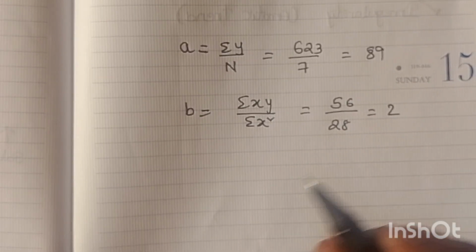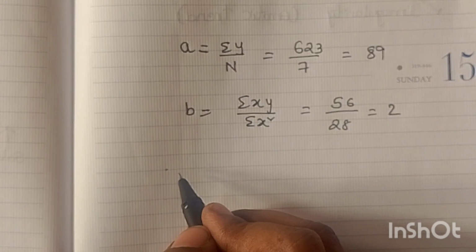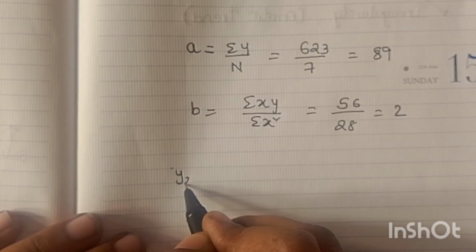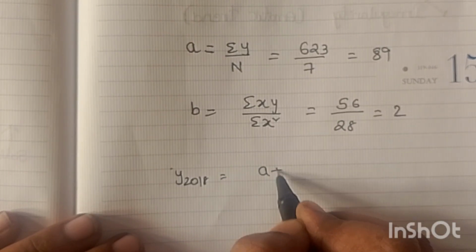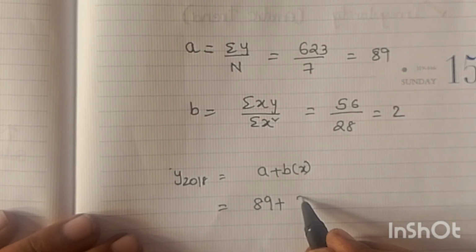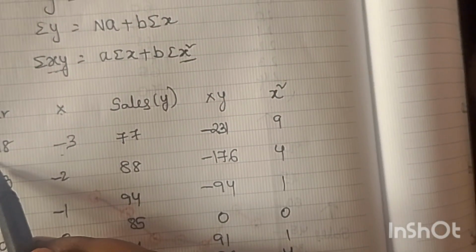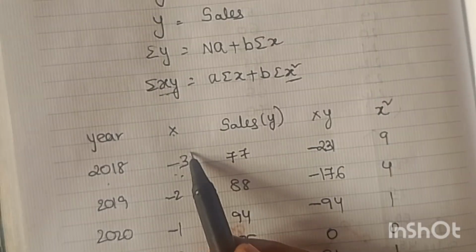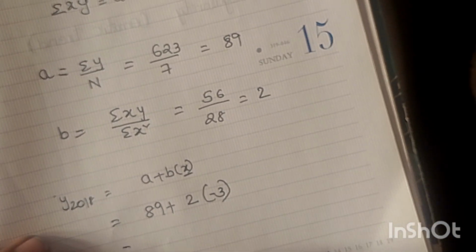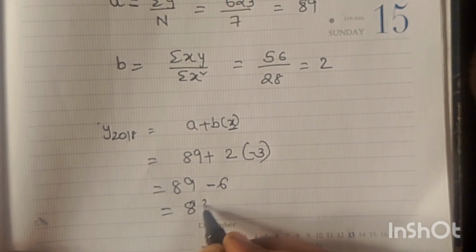So if you want to calculate the value of sales for the year 2018, y is a plus b x. Here the a value is 89, the b value is equal to 2, and the x value corresponding to 2018 is x equal to -3. So 89 minus 6 is equal to 83, which is the answer.